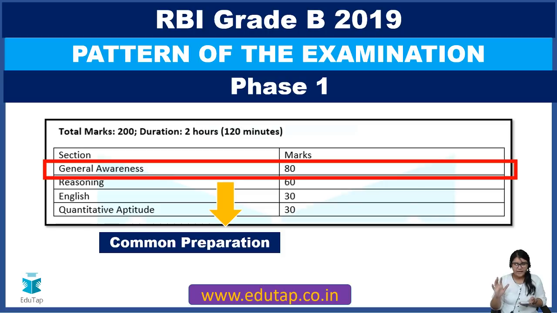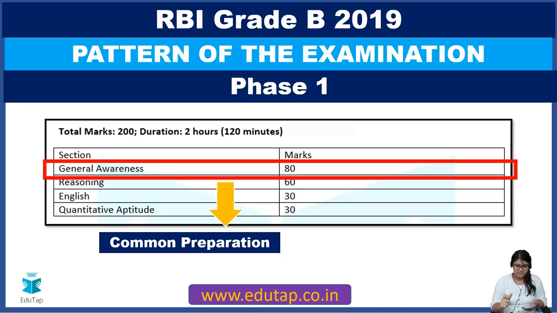Fine. So have a look at the pattern of the phase 1 examination. We are dealing with 4 sections out here: general awareness, reasoning, English and quantitative aptitude. Total 200 marks, okay. Now understand one thing here, that the key section is the general awareness section. Out of 200 marks, 80 marks is for GA, right? So our concentration should be there. Plus, we should also understand that there is a sectional cutoff, right? So we need to pass that sectional cutoff in the other sections as well, okay? Reasoning, English and quantitative aptitude, okay?